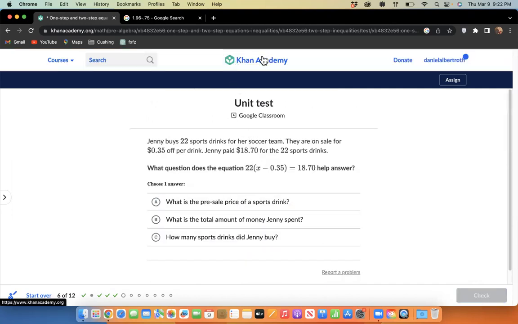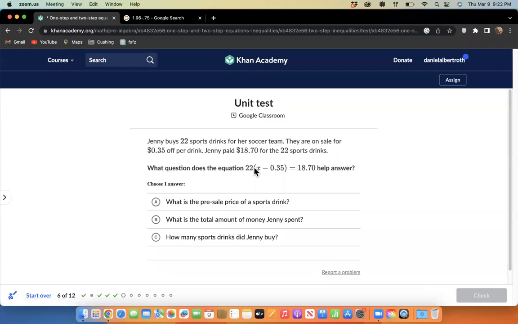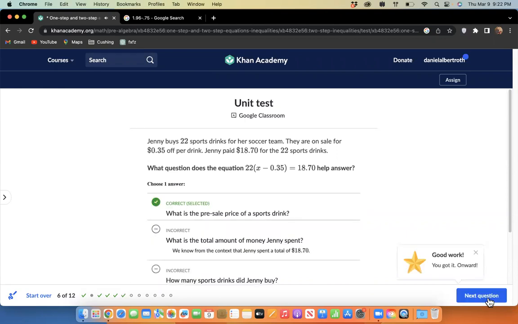All right. This one says Jenny buys 22 sports drinks for her soccer team. They are on sale for 35 cents off per drink. Jenny paid $18.70 for the 22 sports drinks. It gives us the equation: 22 times x minus 0.35 equals 18.70. What does that help us answer? That helps us answer the original price because they're taking away the 35 cents. They're taking it off of the original price. So it's going to help us find the pre-sale price of the sports drink, which is x. Nice.